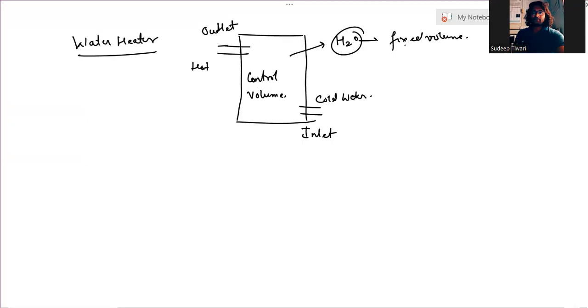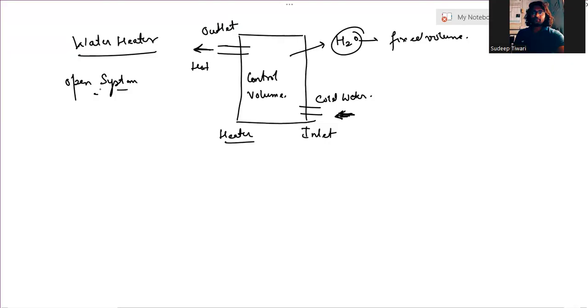Basically here we can consider that some mass is entering and some mass is leaving. Cold water as a mass is entering and hot water as a mass is leaving. However, in this entire scenario, in this particular heater, the volume remains constant. So therefore, this forms an example of an open system.